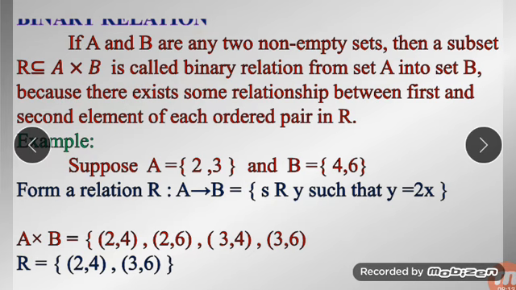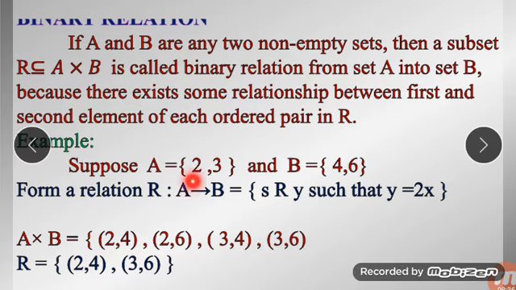It means a binary relation is a set which is a subset of the Cartesian product from set A into set B, because there exists some relationship between the first and the second element of each ordered pair in R. Therefore, it is named a relation, a binary relation. Binary means two because there are two numbers in the ordered pairs.